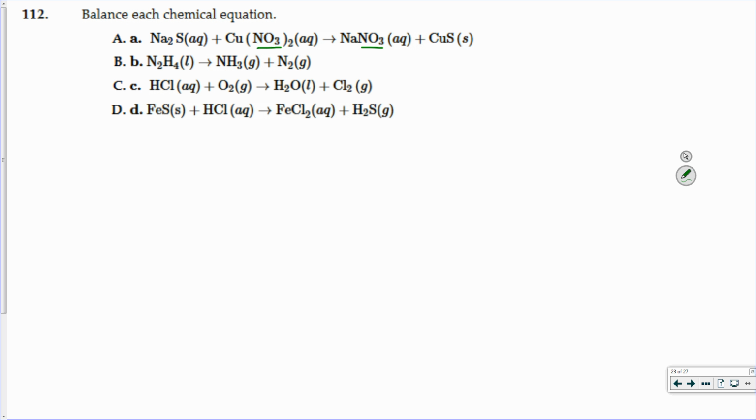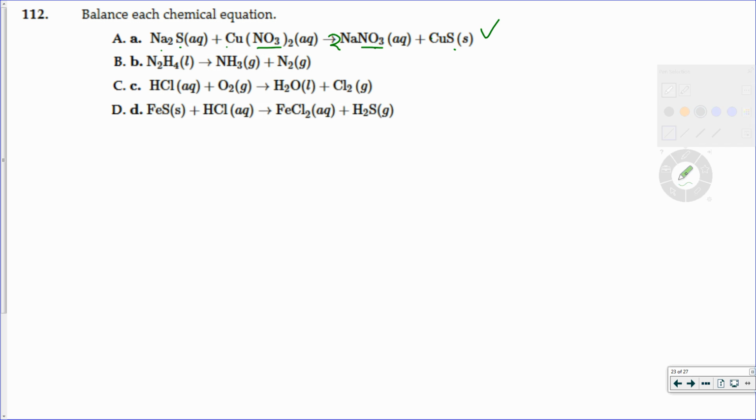Everything else is elemental. But if I look at this one and just think about that polyatomic ion, there's 2 of them on this side. That means if they're here, I'd have to have a 2 in front of the sodium nitrate. Okay, so other elements that I have, if I just make that 2, that gives me my 2 sodiums. I've got 1 sulfur, 1 sulfur, 1 copper, 1 copper. That balances just by adding that simple 2. Okay, and the polyatomic ions, if you recognize that, that just makes life a little easier.